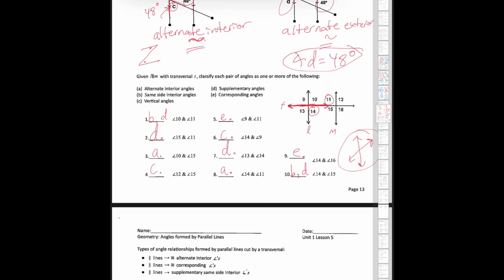Number 9, angles 14 and 16. So 14 and 16, same side. They are corresponding. They're not on the interior. Corresponding angles. So corresponding angles are congruent. This is choice E. And then our last one, we are looking at angles 14 and 15.